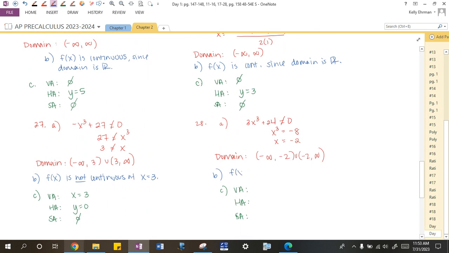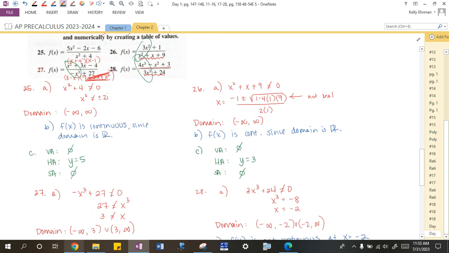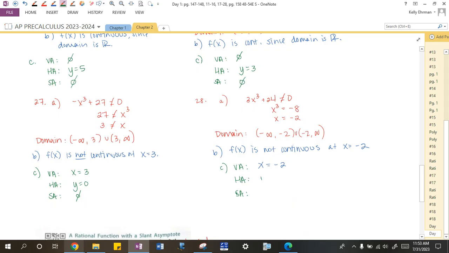This means that f of x is not continuous, or you could say has a discontinuity. Oops, I said a word and started writing it down. Is not continuous at x equals -2. That's because there's a vertical asymptote at x equals -2. The horizontal asymptote, this one's a tie, so y equals 4/3. And no slant.